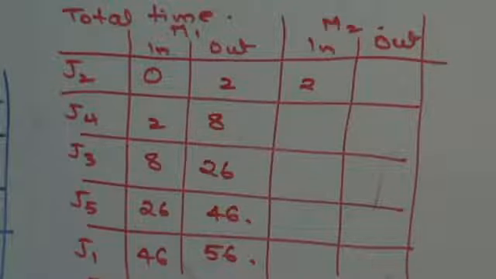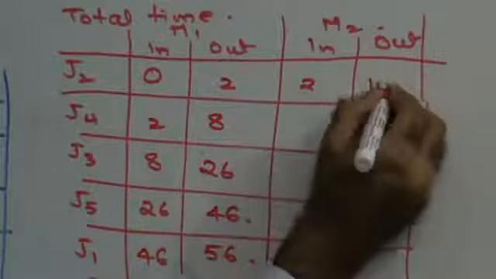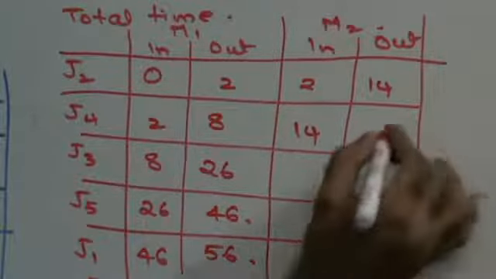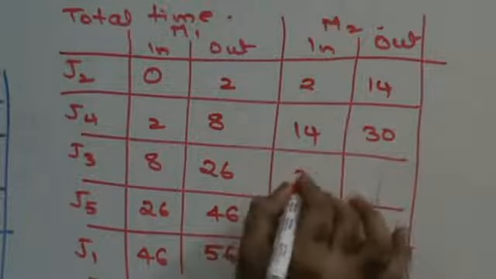Okay, machine 2, J2 takes 12 hours, right? So this is 14. Bring this 14 down here. J4 takes 16 hours. So that is going to be 30.